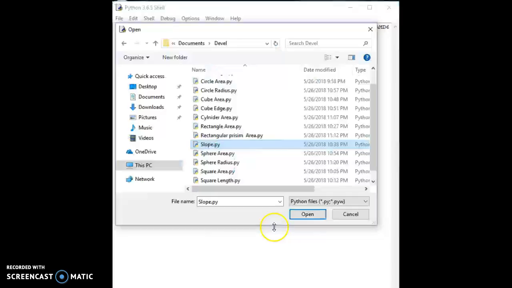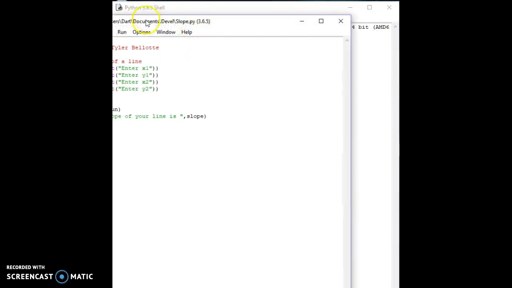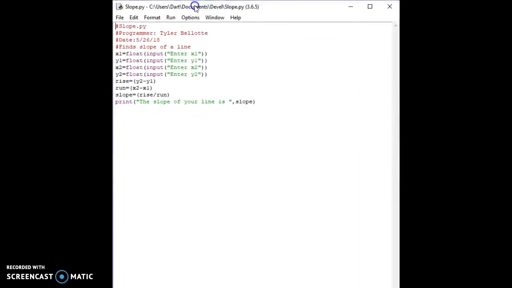And for our last one, let's do the slope of a line. For this one, we had to have 4 points, 2 points for each line, so we had to have 4 inputs: x1, y1, x2, and y2. The rise will be y2 minus y1, and the run, x2 minus x1, and the slope is the rise divided by the run. And then we print it. Print the slope.